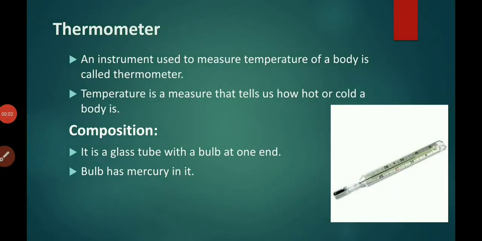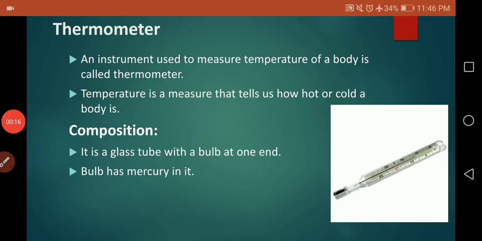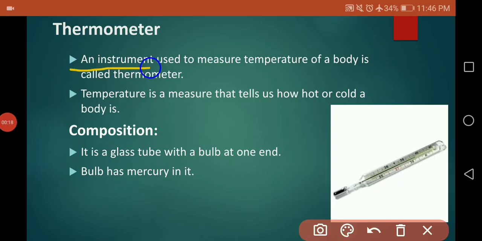Temperature is the degree of heat that is present in a body, environment or any object. We use a clinical thermometer to know how high the temperature of the body is. So students, we can say an instrument which is used to measure the temperature of a body is called a thermometer.